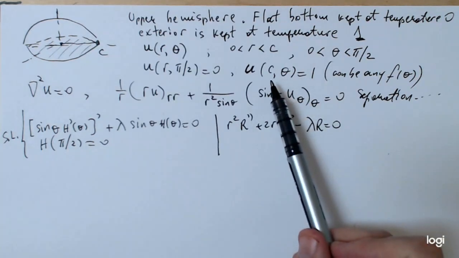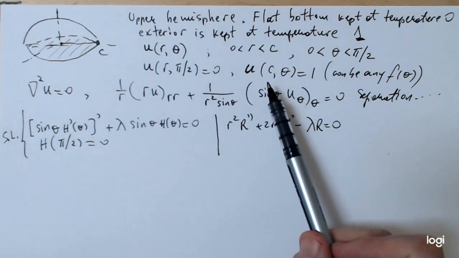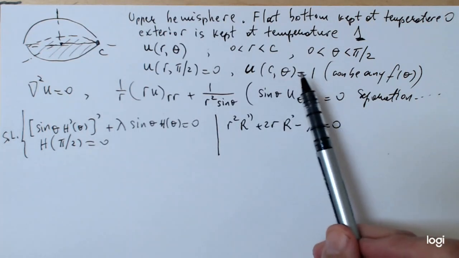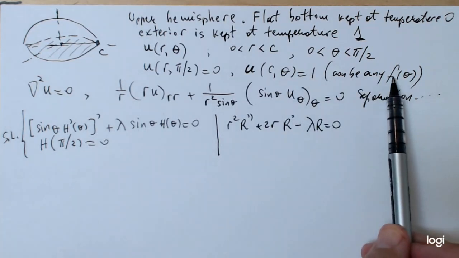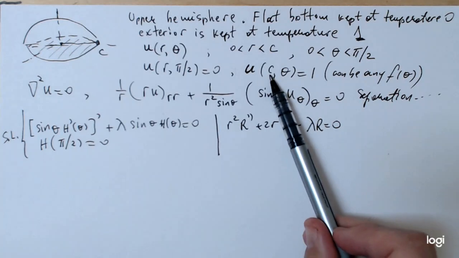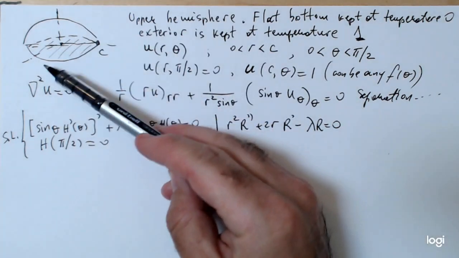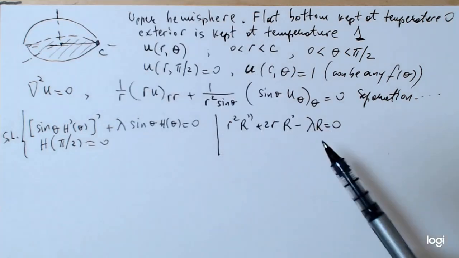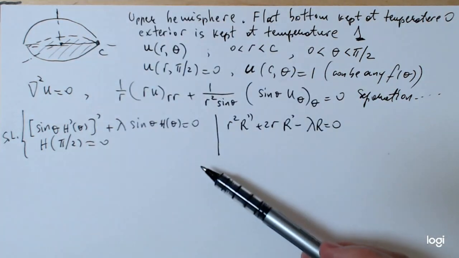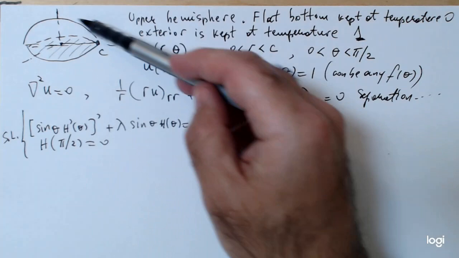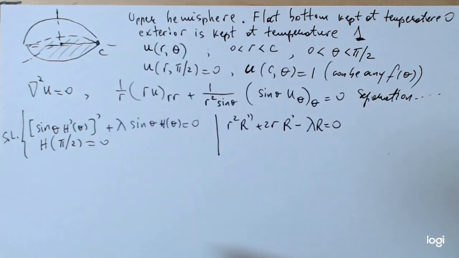So u of c theta equals some function of theta, right? I mean the temperature distribution on the exterior. You don't need anything else, right? Because you assume that the heat flows along the radius and then with respect to theta, because the boundary again of the object is given by a single condition.